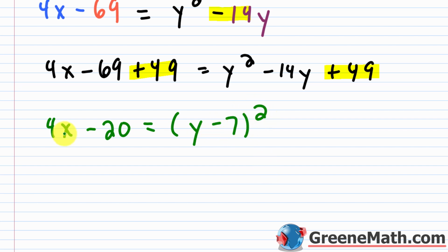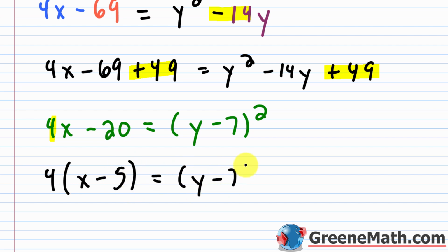All right, so I want to factor out this 4, again, the coefficient of x right there, to match my form. So let's say this is 4 times the quantity x minus 20 divided by 4 is 5. This equals the quantity y minus 7 squared.